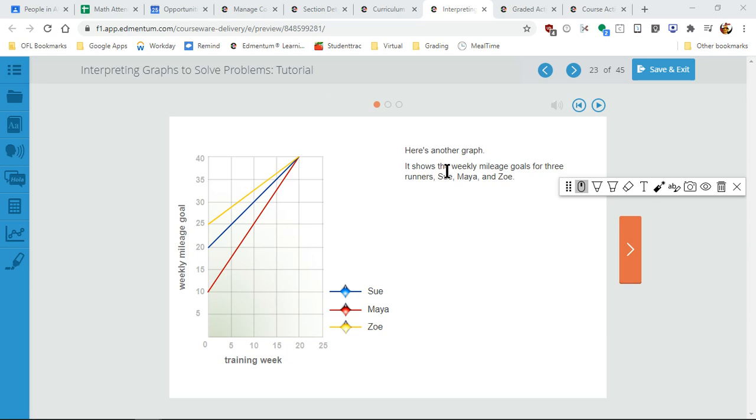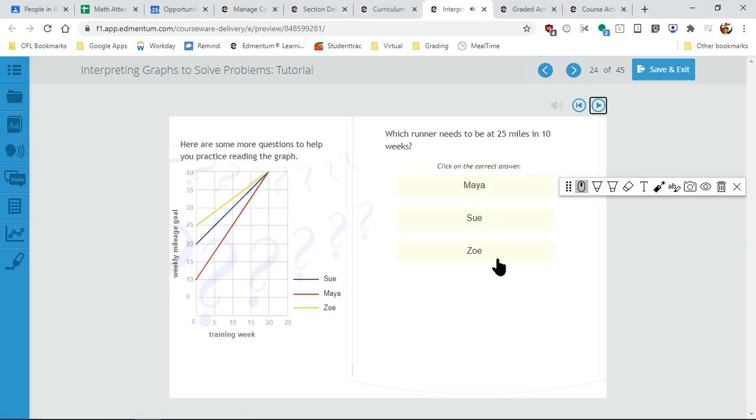Here's another graph. It shows weekly mileage for these three people. I'm just going to go straight into the problems because I don't like when machines talk at me. So I'm always hitting this play button or pause button. All right. Which runner needs to be at 25 miles in 10 weeks? So if we go here, we're trying to find 25 miles in 10 weeks.